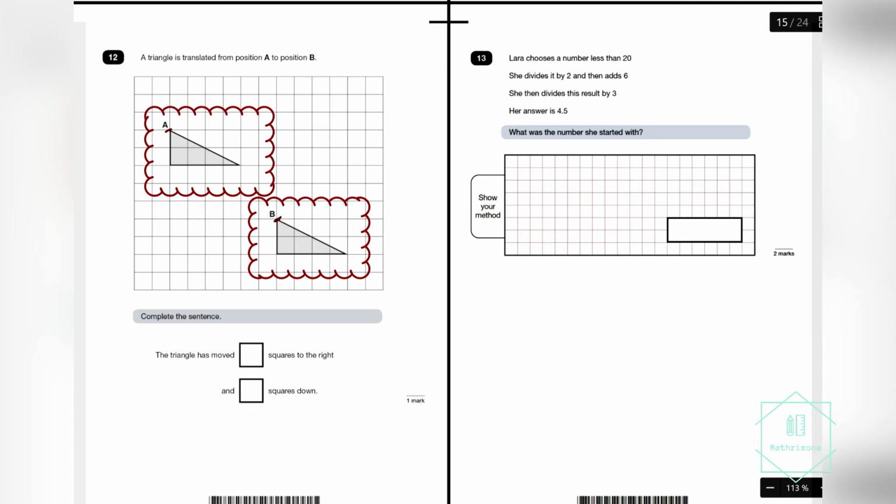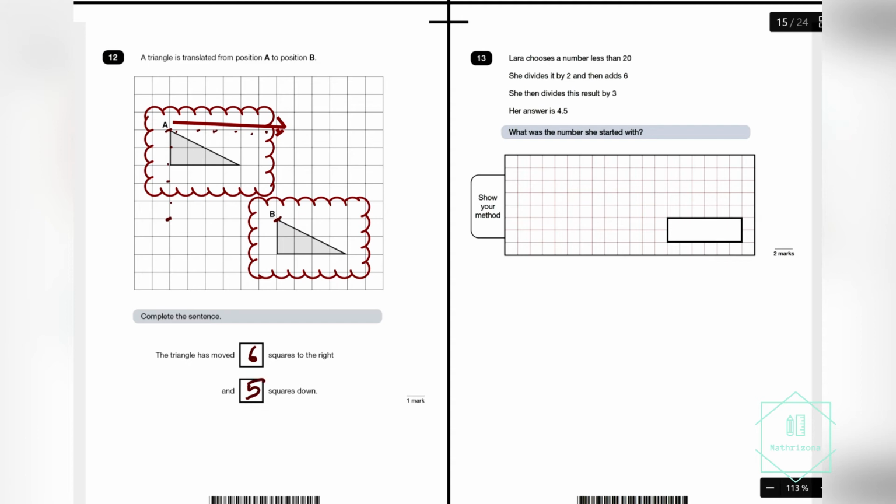So this is the x-axis. It has moved in this direction, right? So we will calculate the number of squares from here to here. This will be 1, 2, 3, 4, 5, 6. So that is 6 squares to the right. Now coming from this point to this point, we will calculate the number of squares down. So that is 1, 2, 3, 4, 5. So that is 5 squares down.